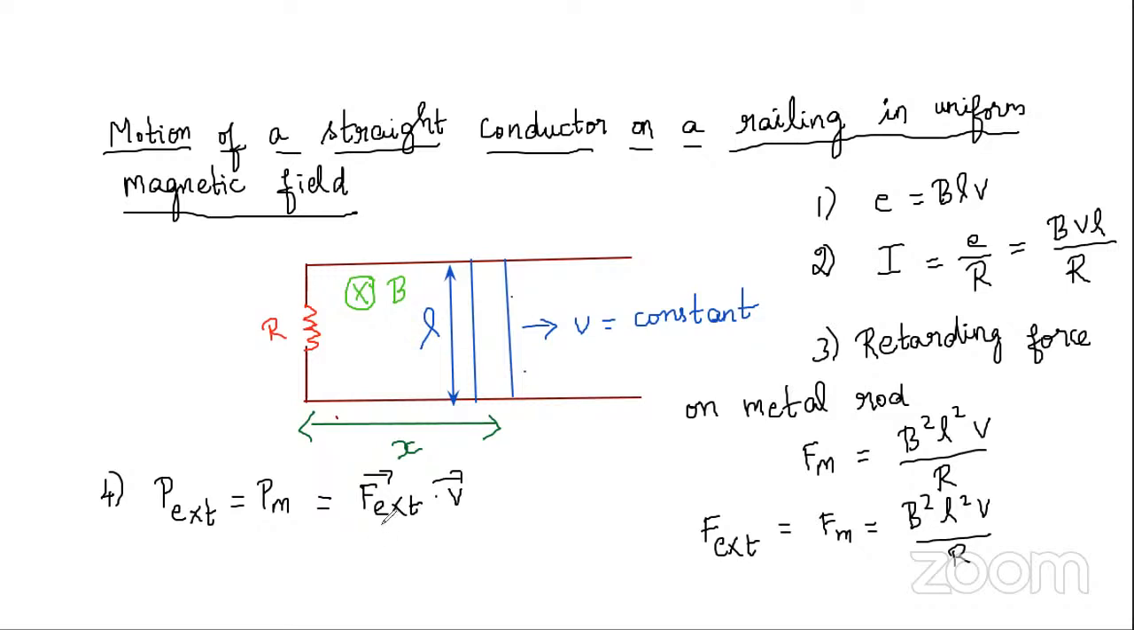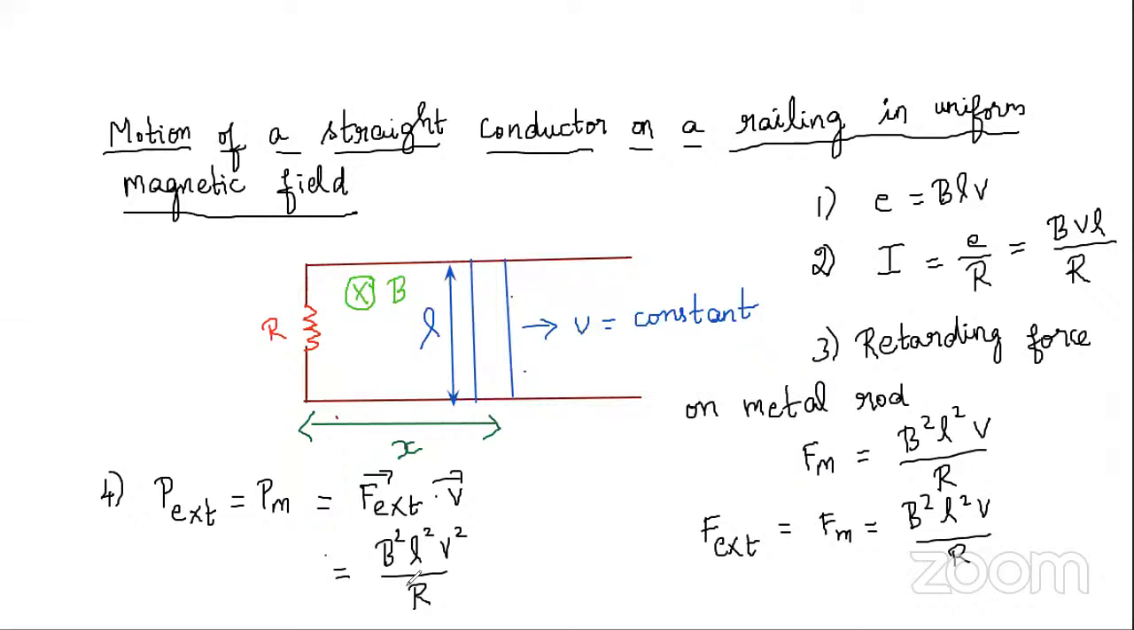You all know very well the equation for finding the power. Power is nothing but force into velocity. So the same formula we are using here. F external into velocity means B squared L squared V squared by R. So that power is represented by B squared L squared V squared by R. That's the power.